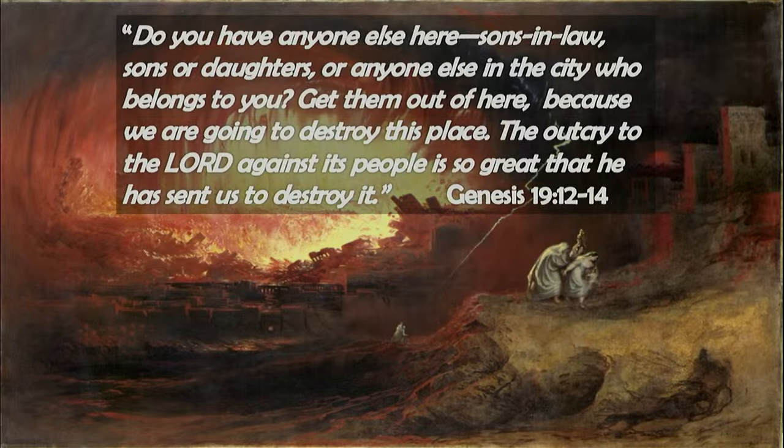Genesis 19, the angels come to rescue Lot and his family. Do you have anyone else here, sons-in-law, sons or daughters, or anyone else in this city who belong to you? Get them out of here, because we're going to destroy this place. The outcry to the Lord against its people is so great that he has sent us to destroy it.